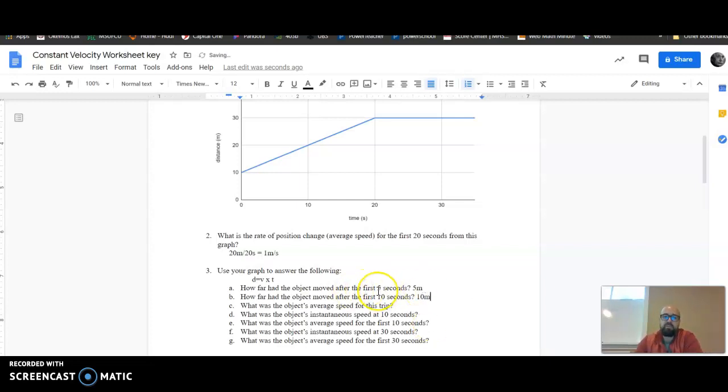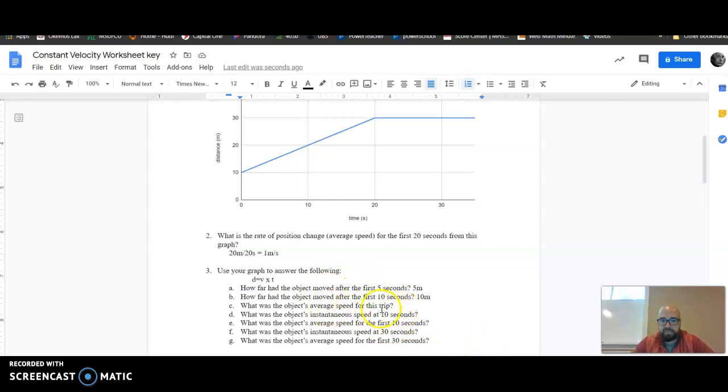You could also do that if you didn't want to do the math. You could look at, okay, here's 5 seconds and 15, so 15 from 10 is 5 meters. Or here's 10 seconds, it's at a position of 20, so it has gone 10 meters. So that's the same thing. Really, the math is just a fast version of it.